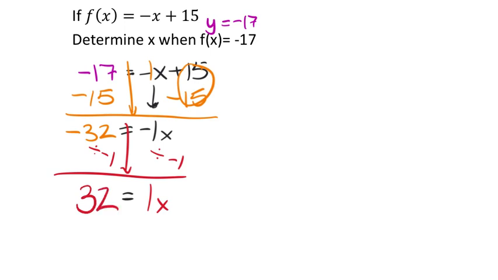So, determine x when f of x equals negative 17. Well, x then would be 32. And just to emphasize this once again, this gives us the ordered pair (32, -17), meaning if you put 32 into this function machine, you would get out negative 17.